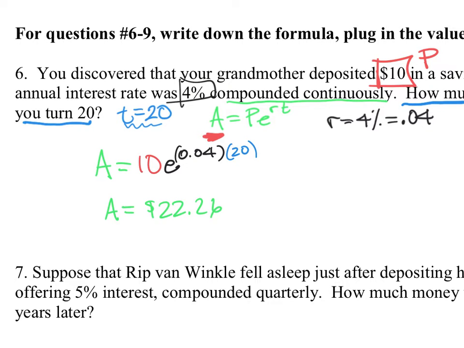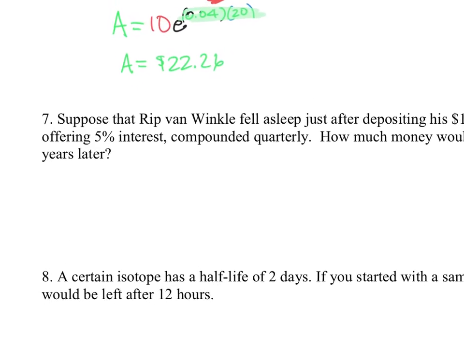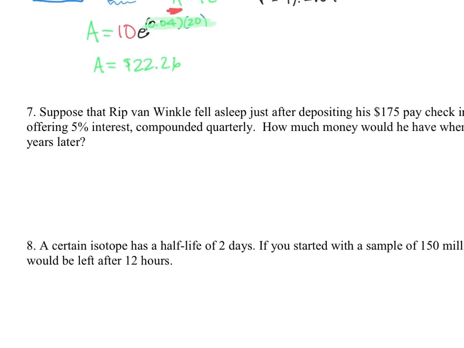$22.26. One thing real quick, you have to be careful how you place this part, the exponent, in the calculator. You have to be very careful that you're putting in those times each other, so you might need some additional parentheses. All right, that's number 6. Let's take a look at number 7.